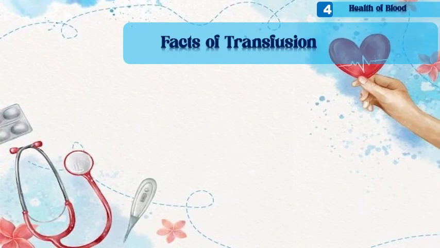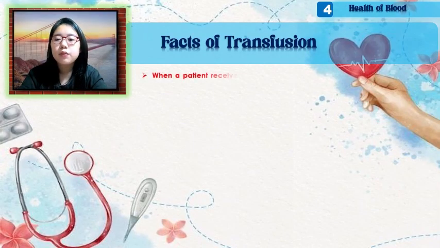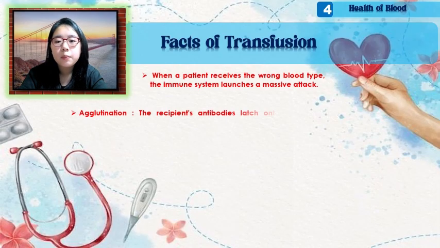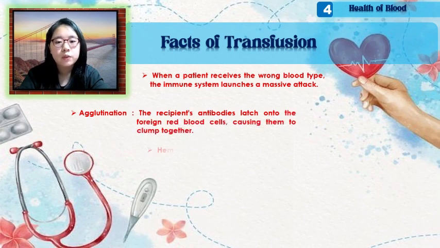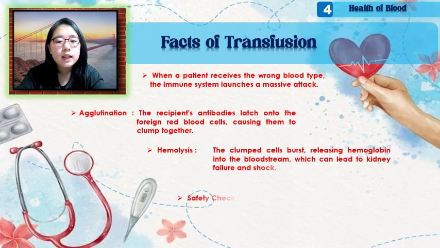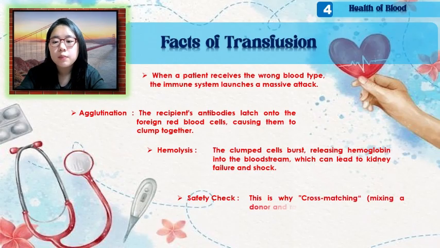Facts of transfusion. When a patient receives the wrong blood type, the immune system launches a massive attack. Agglutination. The recipient's antibodies latch onto the foreign red blood cells, causing them to clump together. Hemolysis. The clumped cells burst, releasing hemoglobin into the bloodstream, which can lead to kidney failure and shock. Safety check. This is why cross-matching, mixing a donor's and recipient's sample in a lab first, is mandatory before any transfusion.